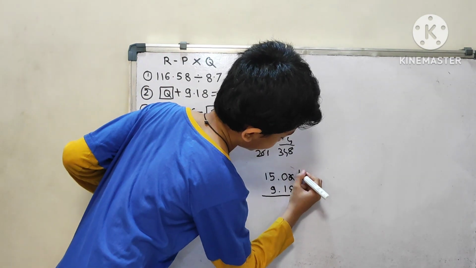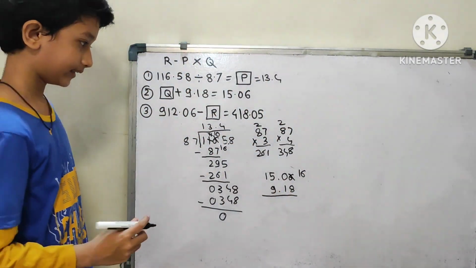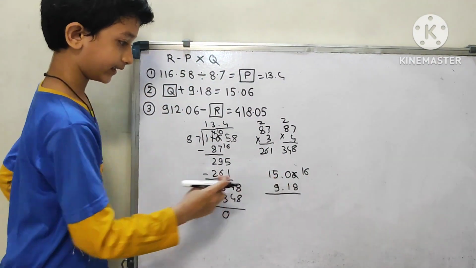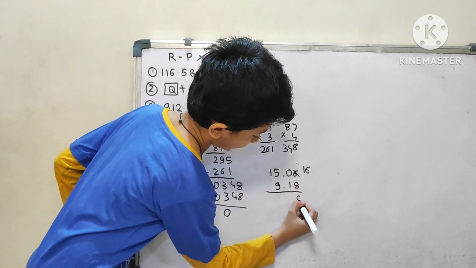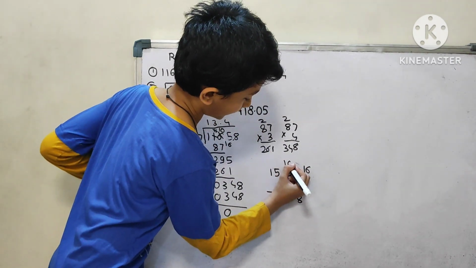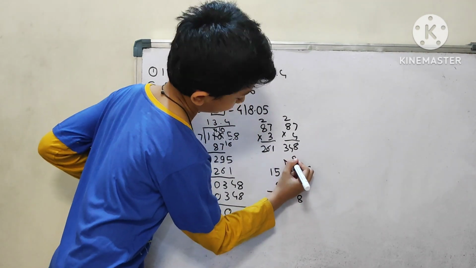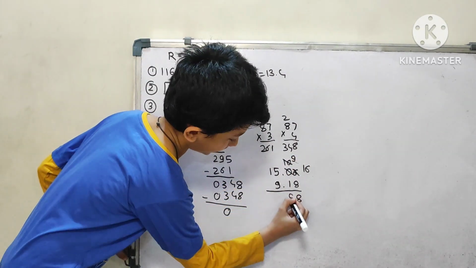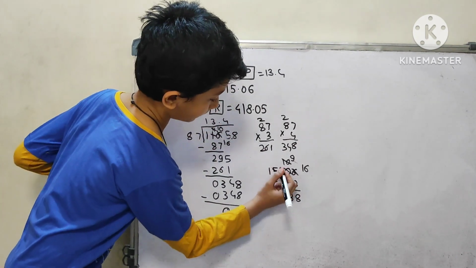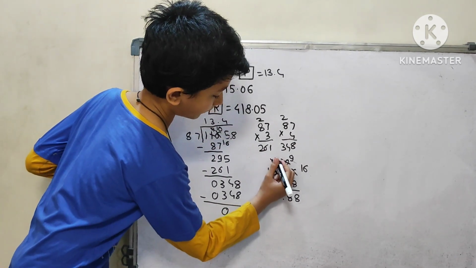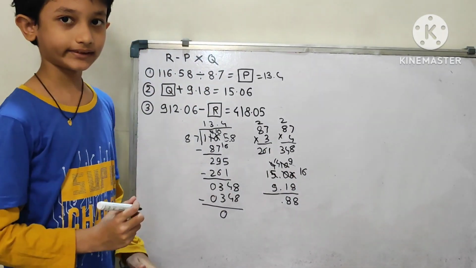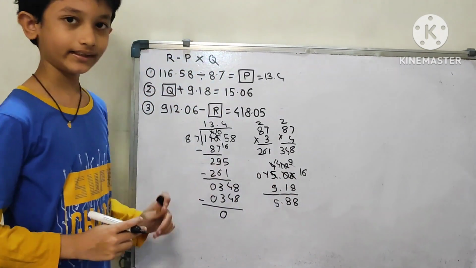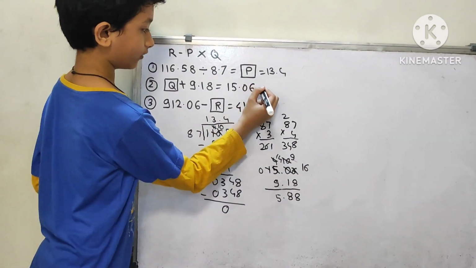So 6 will become here 16 and 16 minus 8 which will be 16 minus 10 is 6 and here it is 8. So 6 plus 2 which will be 8. And now 0 will become 10 and this 10 will become 9 because 6 was become 16. So 9 minus 1 will be 8. Now this 5 will become 4 and this 4 will become 14. So 14 minus 9 will be 5 and this 1 will become 0. So means 5.88.